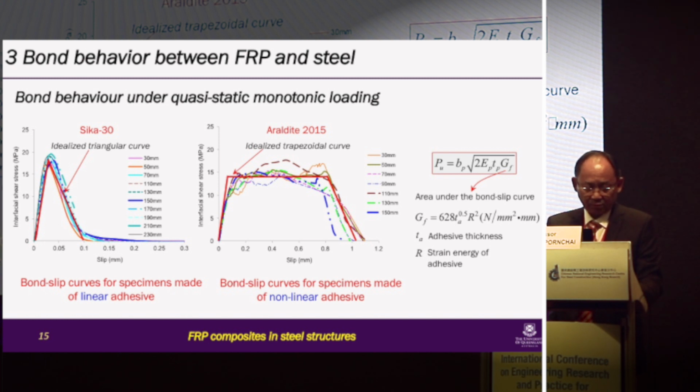For FRP steel bonded joints, the fracture energy can be expressed as a function of the adhesive thickness and the strain energy. So it can be seen that for a given FRP property and geometry, the bonded joints with non-linear adhesive have greater fracture energy than the ones with linear adhesive.